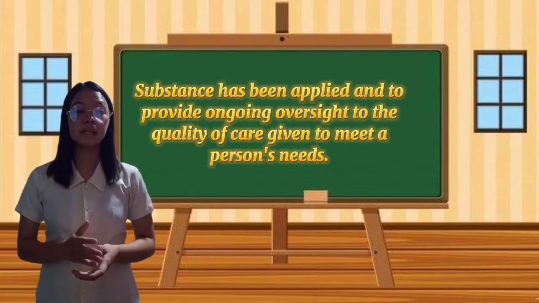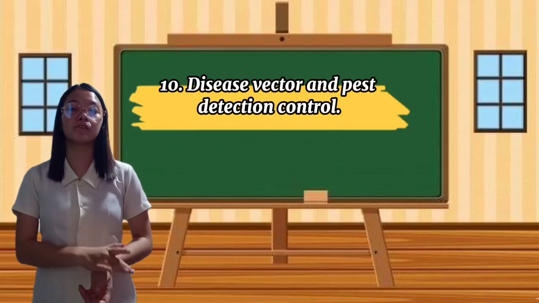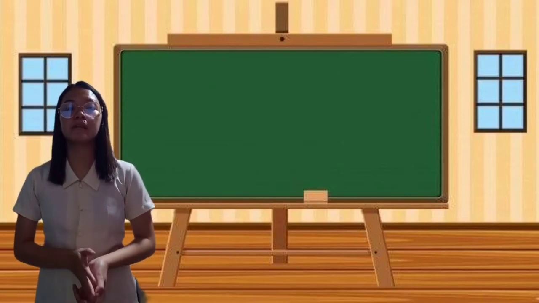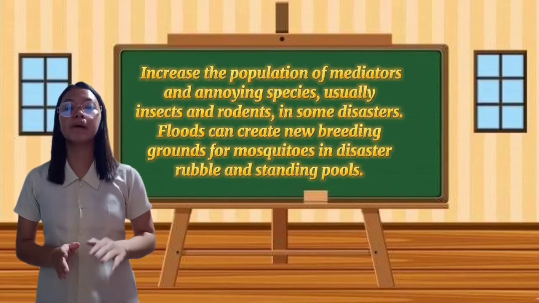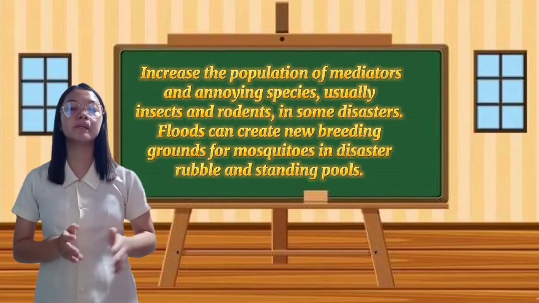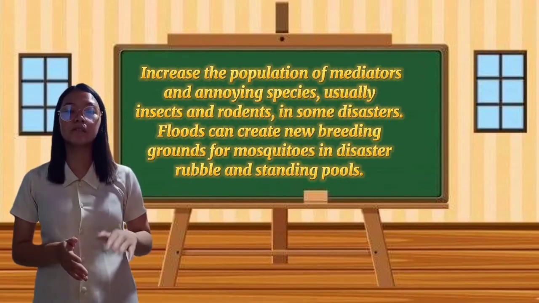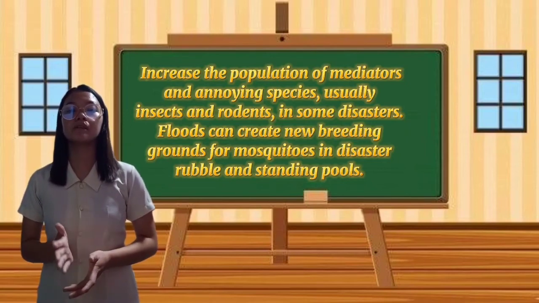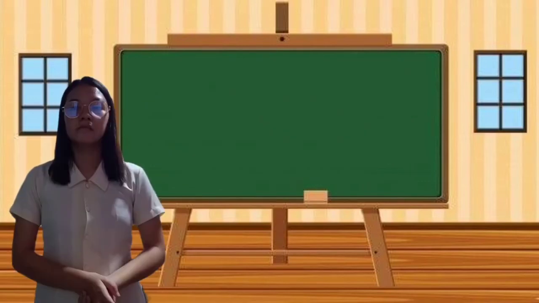Number 10 is disease vectors and pest detection control. When it comes to disaster and emergency mediators and pest control, it is important to control the population of mediators and annoying species, usually insects and rodents. In some disasters, floods can create new breeding grounds for mosquitoes in disaster rubble and standing pools.